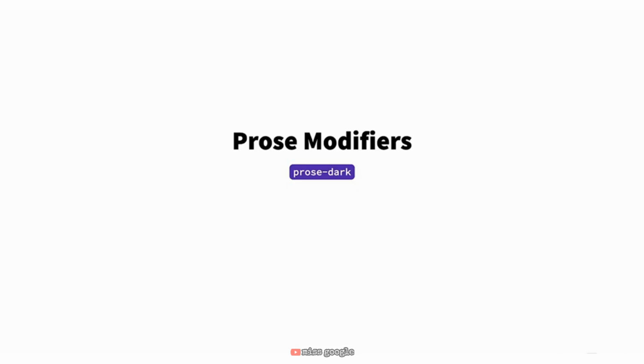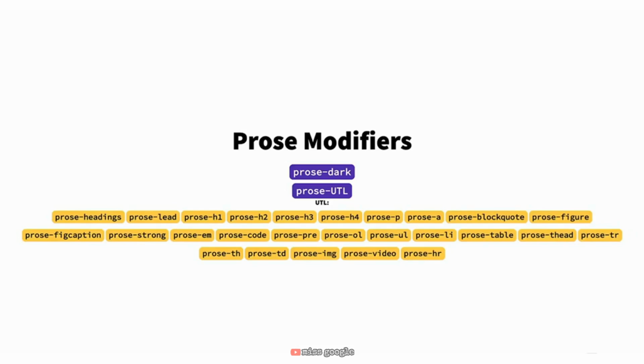There's also some additional modifiers that you can use to control how different elements inside the prose are rendered. So for example, you have a modifier for dark mode called prose-dark, and then there are a number of utility modifiers for just about everything you would need that's been pre-rendered. Notice there is a prose-headings for all the headings, and there are modifiers for each individual heading, as well as paragraphs, links, and all the kind of stuff that you would get with either Markdown or some pre-rendered code.